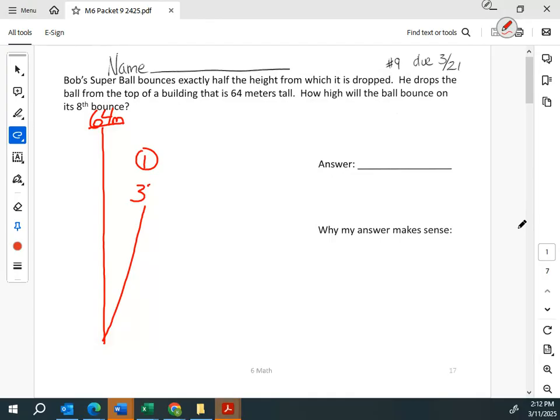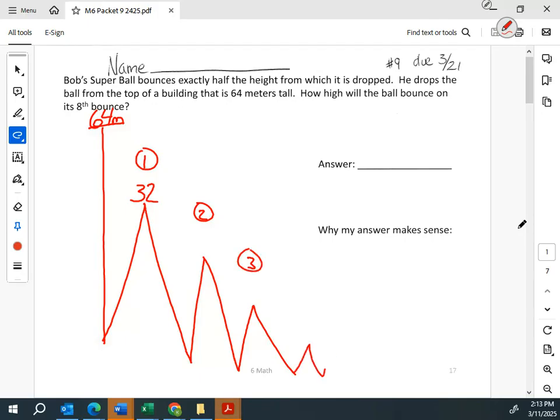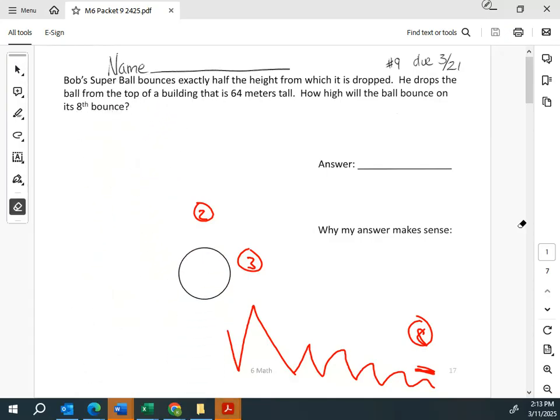So that is going to be 64 divided by 2 is 32. Then it's going to bounce again, but it's going to bounce up again half of that height for bounce 2. And then you need to find bounce 3, bounce 4, 5, 6, 7, 8. So you need to go all the way down to bounce number 8, starting with that first bounce up at 32, all the way down to bounce number 8, and tell me how high it is going to bounce for that 8th bounce.